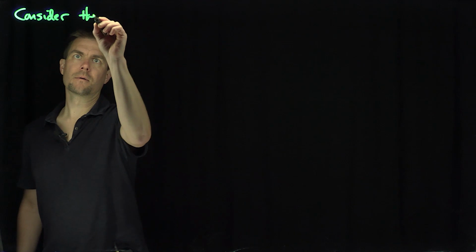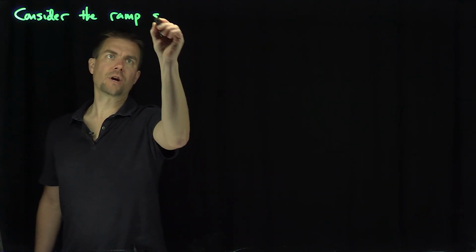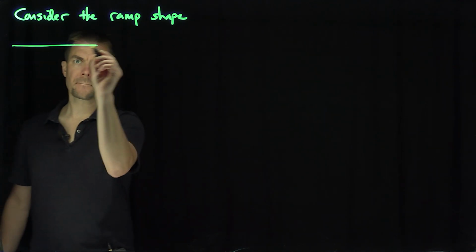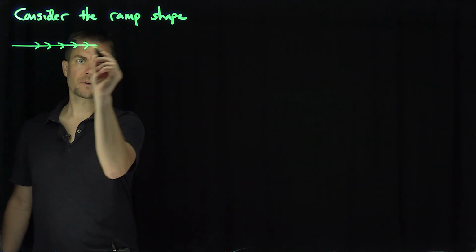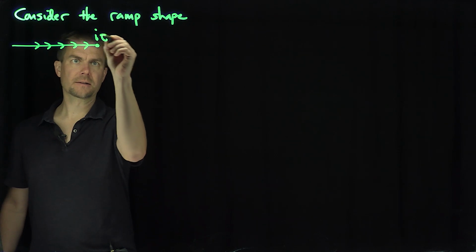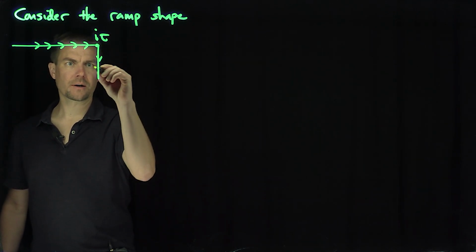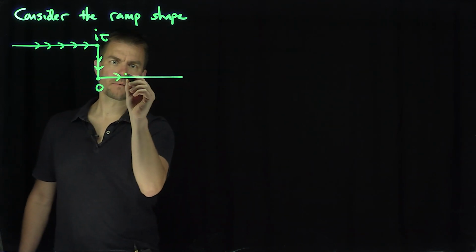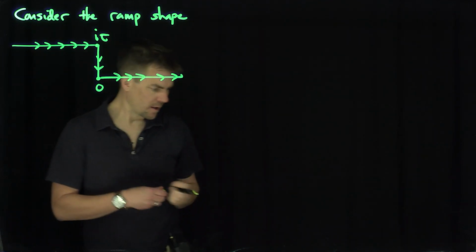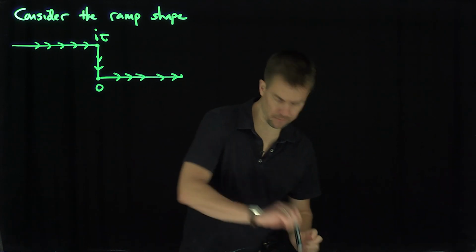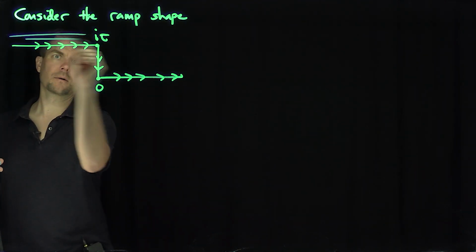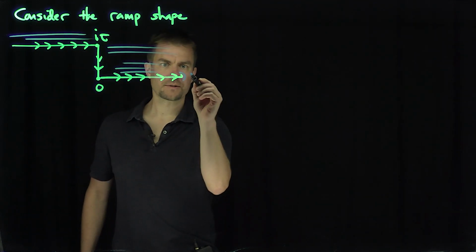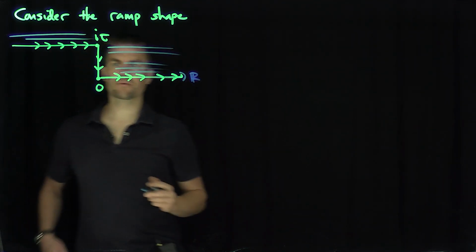Consider the ramp shape. So here's the ramp shape we're going to look at. We're going to go like this to a point which I'm going to call i tau. Then we're going to go down over here to the origin. Then we're going to go over this way. So this is our region over here, and we're imagining that we have a fluid in this region. And this is the real axis, that's the imaginary axis over there.